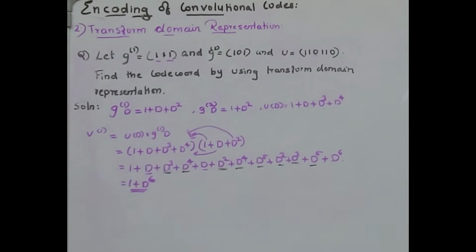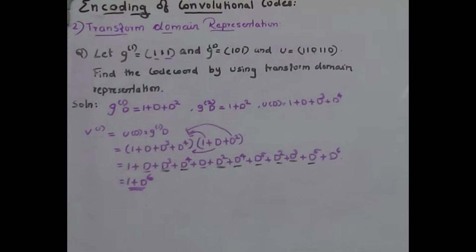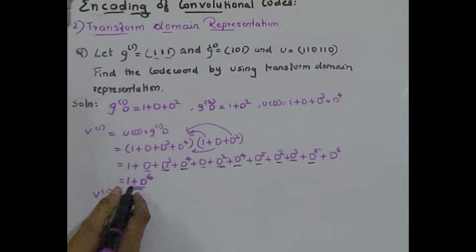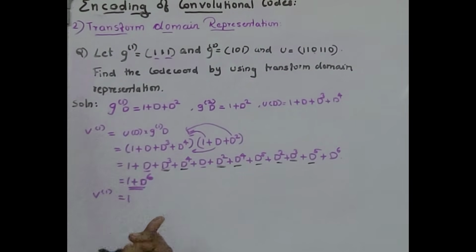Now, the binary corresponding to v1 we can write as 1 plus d raised to 6. So the binary corresponding to v1: the constant is 1. Then we have the powers d square, d cube, d raised to 4, d raised to 5. These all are 0, so we can write 5 zeros, 1, 2, 3, 4, 5. Then we have d raised to 6, then 1. So this is the binary of v1.